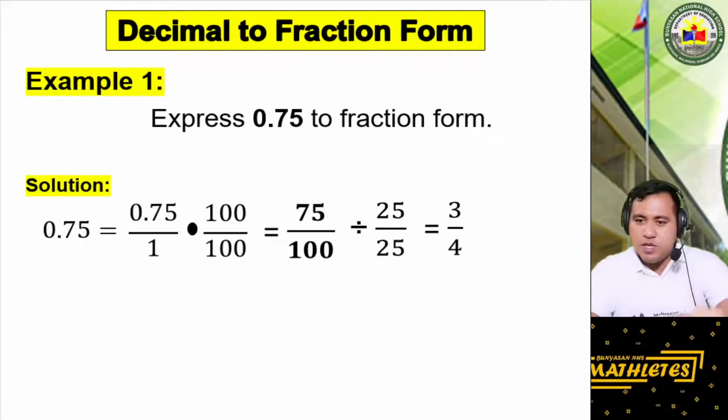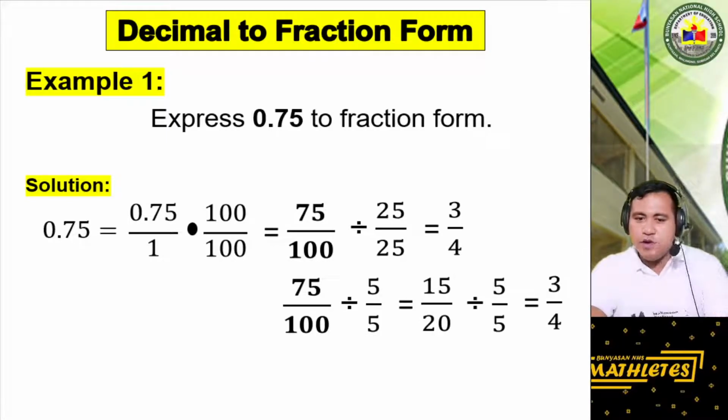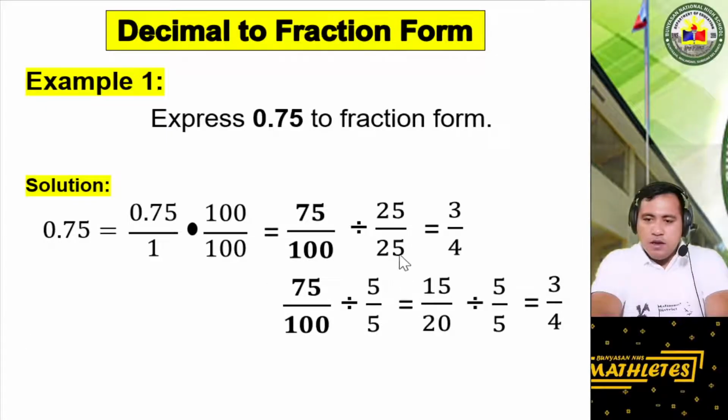Let's start with the basics. You can solve it in this way. With 75 over 100, start from the small numbers. 75 and 100 are divisible by 5. So let's start with 5. 75 divided by 5 is 15. 100 divided by 5 is 20. But 15 over 20 can still be divided, right?